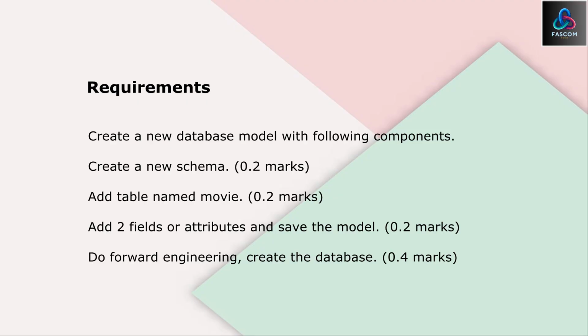Create a new schema, 0.2 marks. Add a table named movie, 0.2 marks. Add 2 fields or attributes and save the model, 0.2 marks. Do forward engineering, create the database, 0.4 marks.